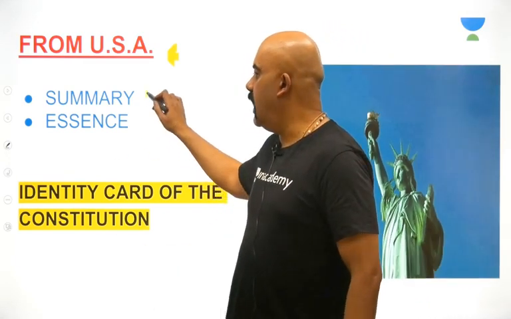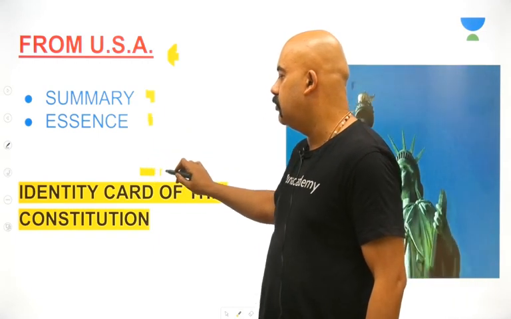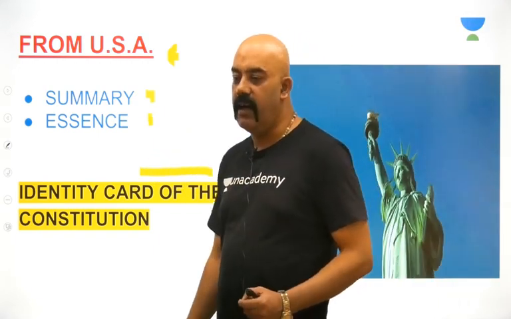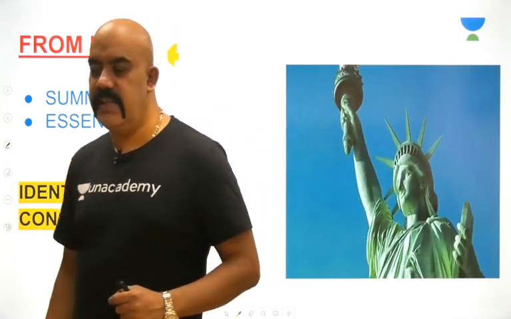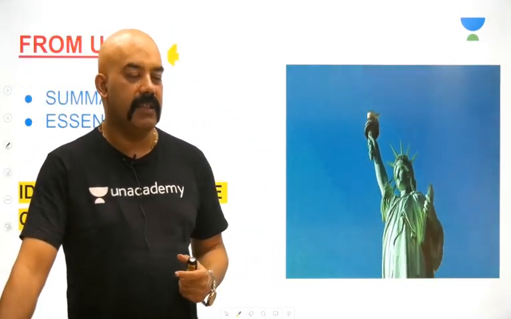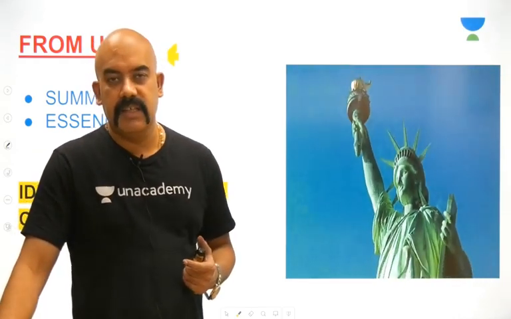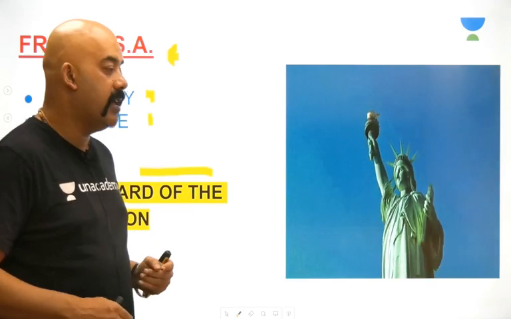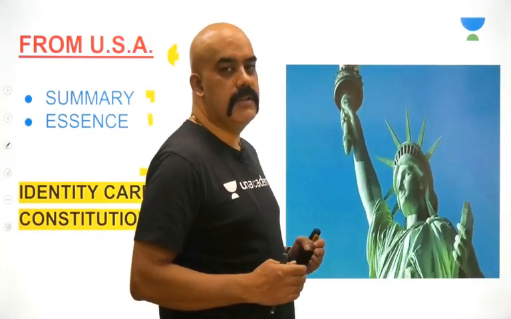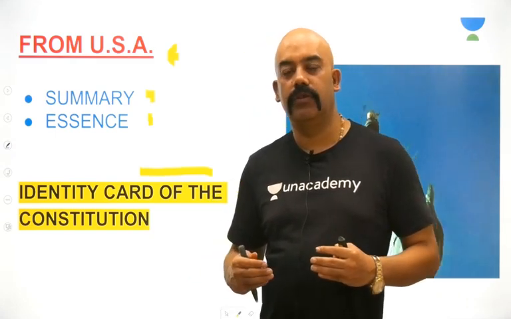Now some say this is a summary of the Constitution, some say the preamble is the essence of the Constitution, some say it is an identity card of the Constitution. These are the various adjectives or so-called descriptions of the preamble that are being used by various experts. Yes, it is a summary in a way. To a certain extent it is certainly the essence. It is said it is the key to unlock the founding fathers' minds. It is the identity card of the Constitution.